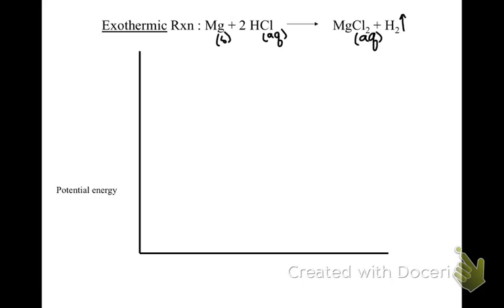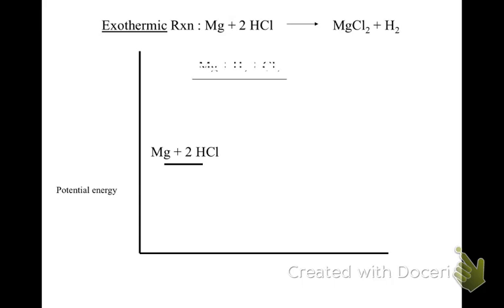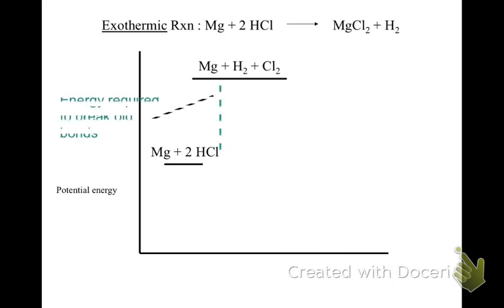And what we're going to do is draw our reactants here at some amount of energy. This should look familiar to you guys; we've done this before. Then we show all of those elements separate: the magnesium, the hydrogen, and the chlorine. So it's like we broke all those bonds. And remember, that always requires energy. Energy is always required to break those old bonds.